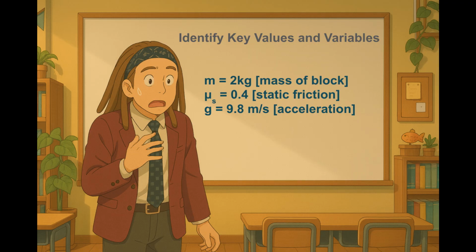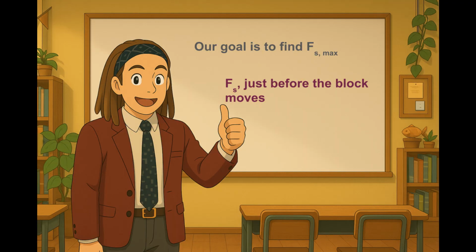We'll also need the constant for acceleration due to gravity, g, which is approximately 9.8 meters per second squared on Earth. This helps us calculate the weight. Our goal is to find the maximum static friction force, which we'll call Fs max.